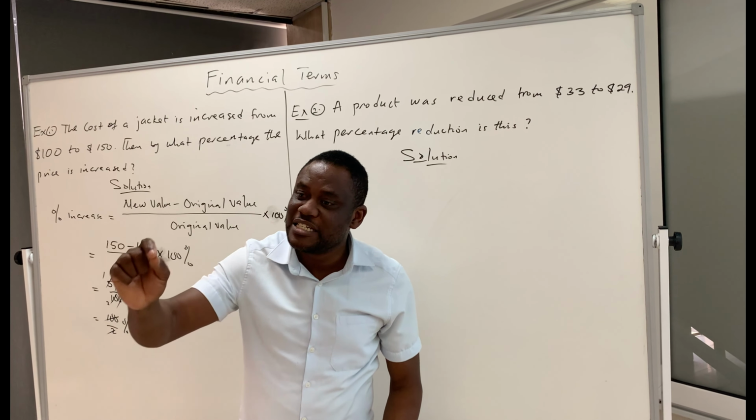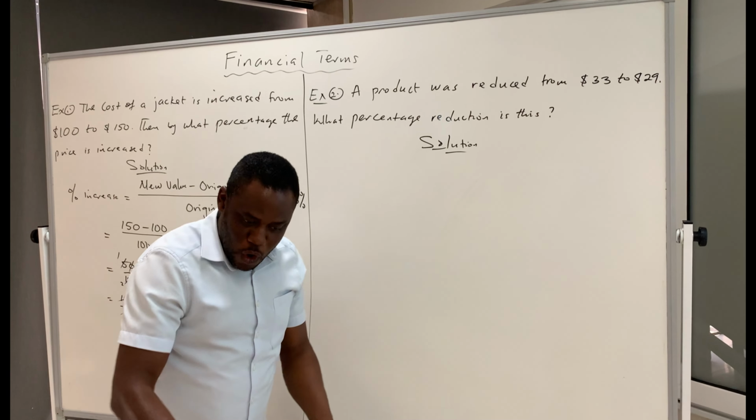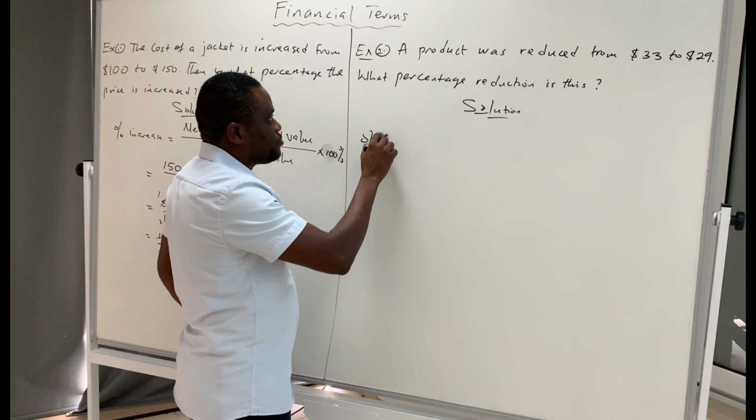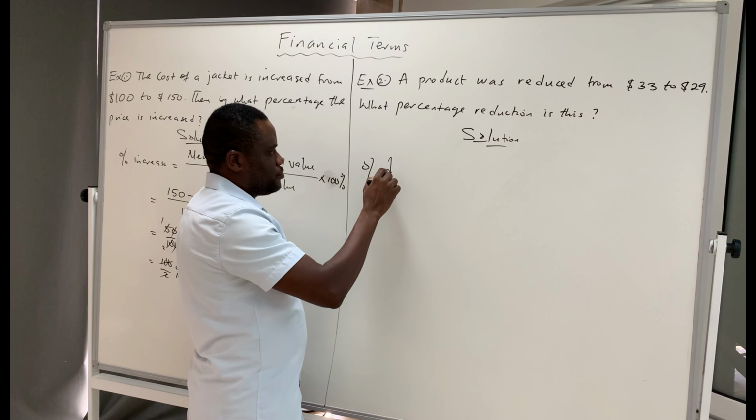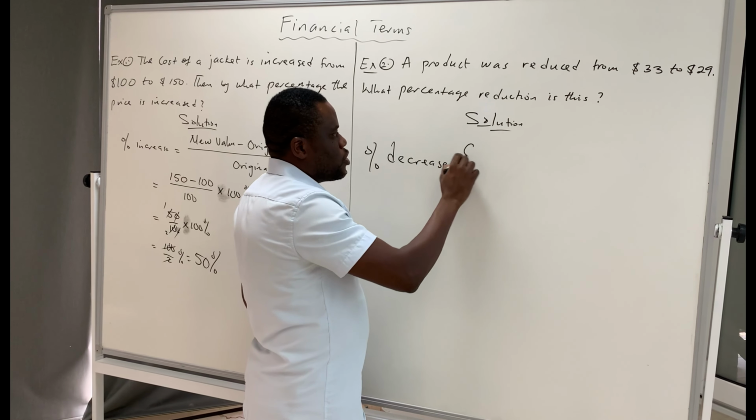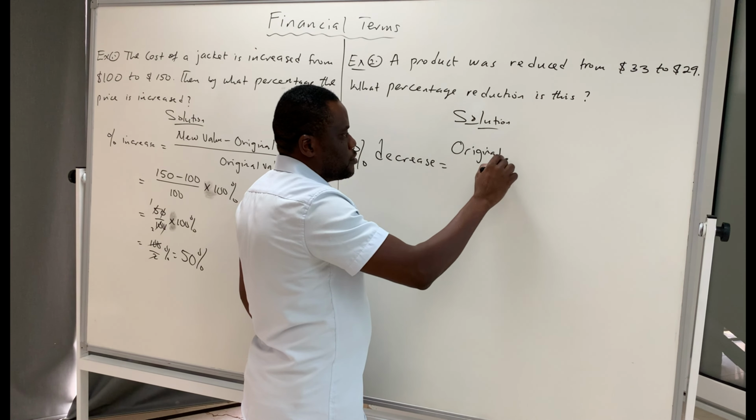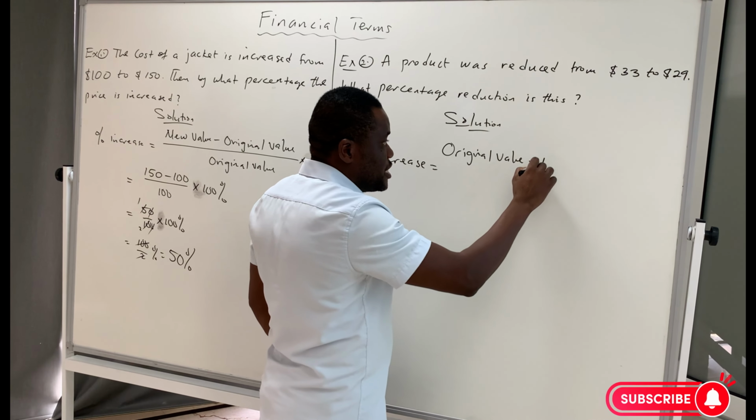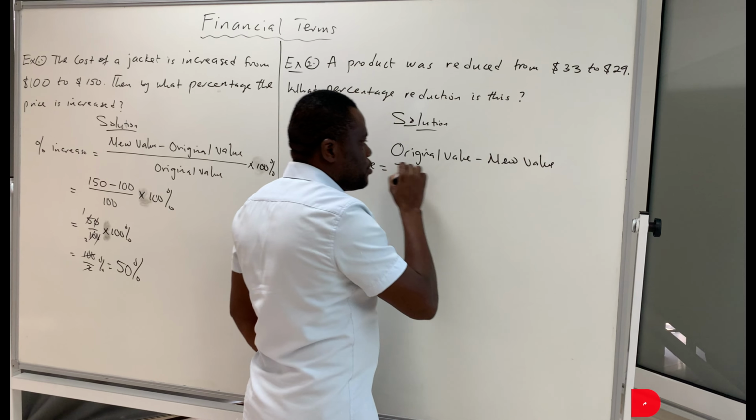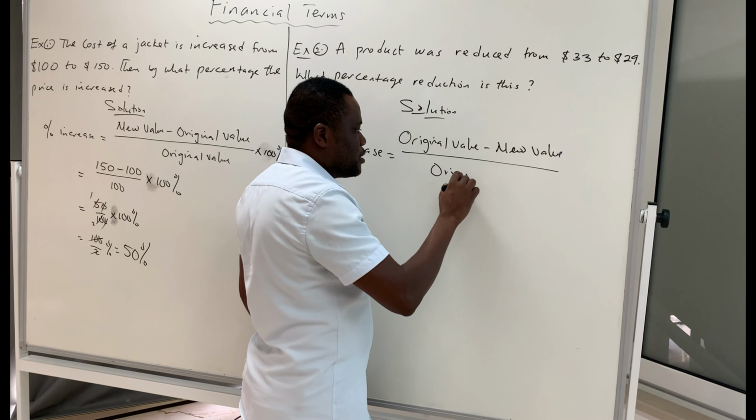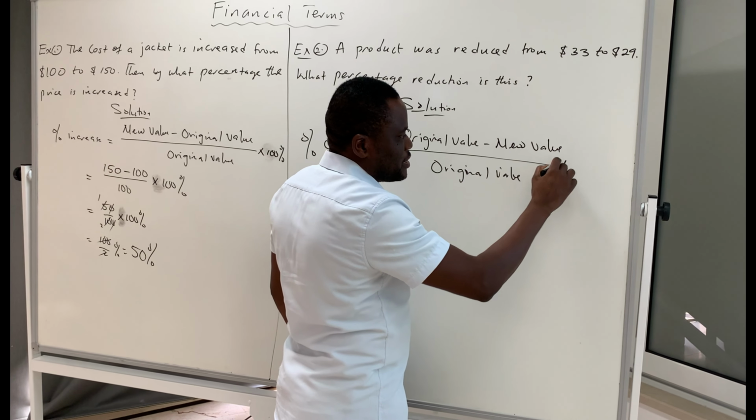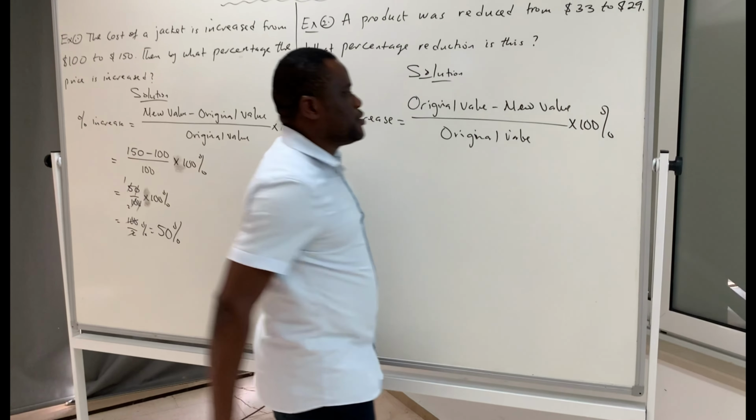So that is percentage decrease. We want to know the rate at which they will lose. So we can say percentage decrease is equal to, what is the formula? Original value minus the new value, divided by the original value. Since we are dealing with percentage, we can say times 100%, right?